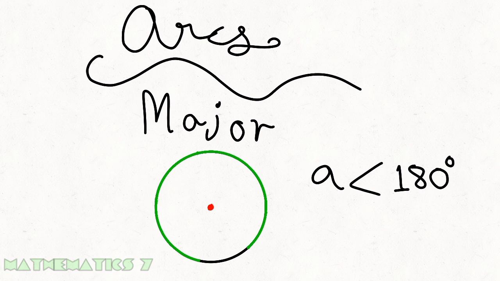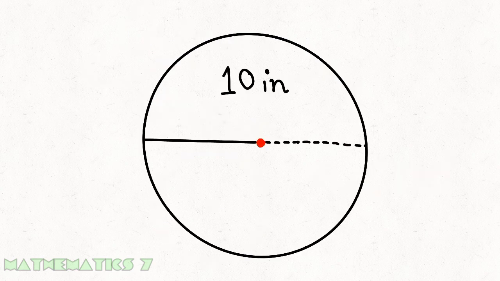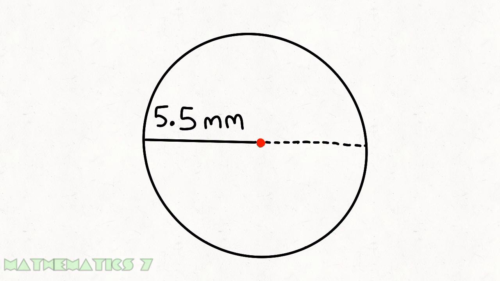Now moving on to the circle measurement: if a radius is 5 inches, the diameter would be 10 inches because the radius is half the diameter. Another one: if the diameter is 11 millimeters, the radius would be 5.5 millimeters.